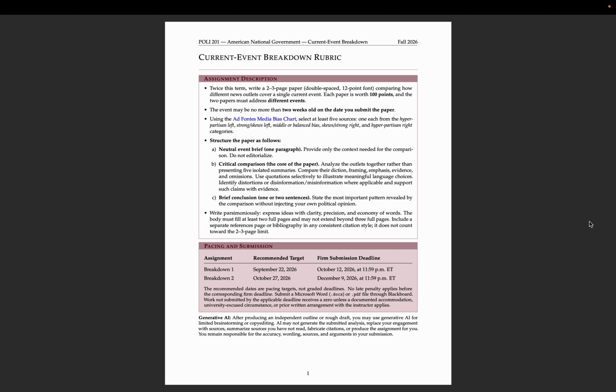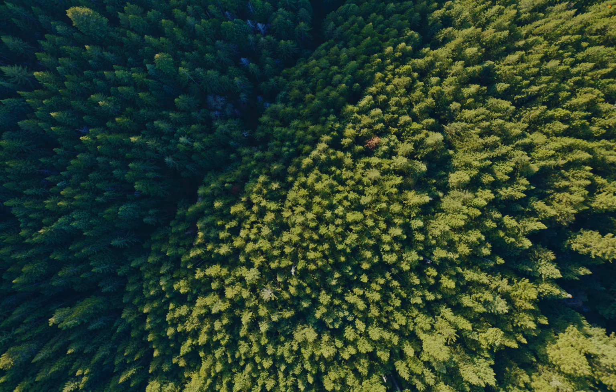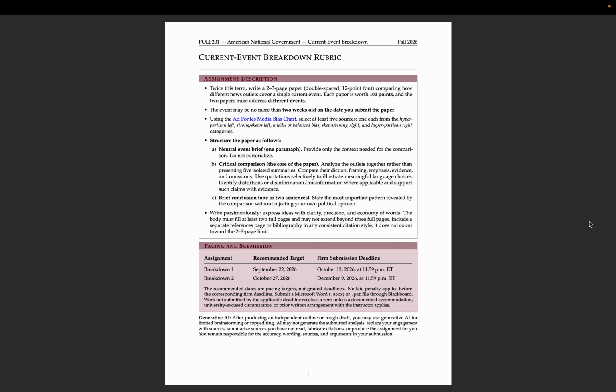Also, everything you submit to me in writing, meaning your current event briefing memos, meaning your major area briefing memo, they should always have a bibliography. I don't care what citation style you use. I have links on how to do different citation styles through Purdue's online writing lab in the Basecamp module on the class, as long as you're consistent.